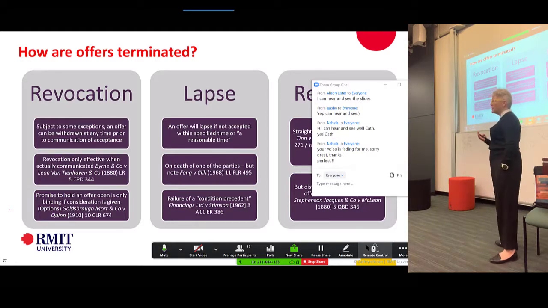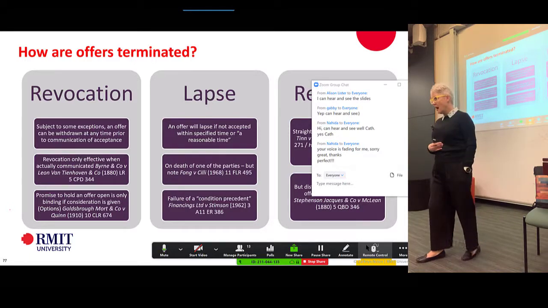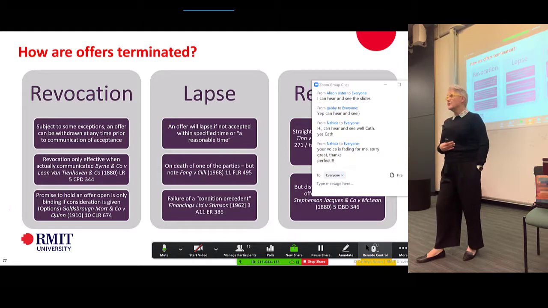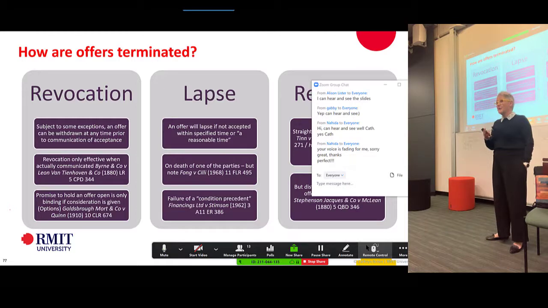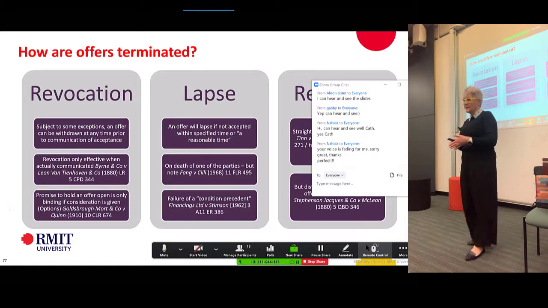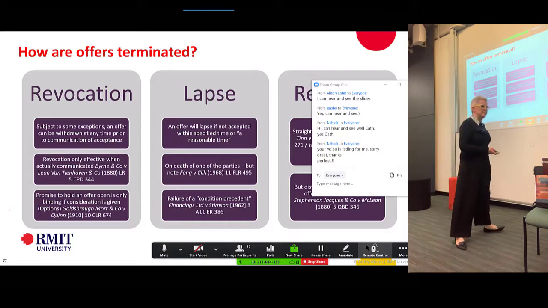For example, in Fong and Chile, an offer was made to sell land. It was accepted before the person who accepted the offer knew that the offeror had died. Because the death hadn't been communicated, it was treated as a contract having been made, and they could sell the land. Clearly, the estate wanted to do something else with it. That was the reason it became an issue.